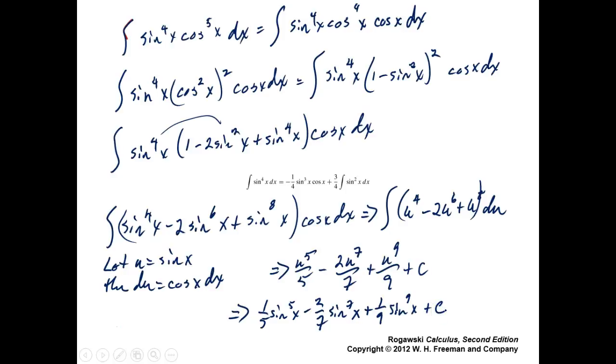All right, hopefully they got it too. Let's see what they came up with. Sine 5th x over 5, I put it 1/5, it doesn't matter, minus 2 sine 7th over 7, plus sine 9th over 9, plus c. Fantastic. Any questions? Make sense? All right. Now, what did I say our hope and prayer usually was?